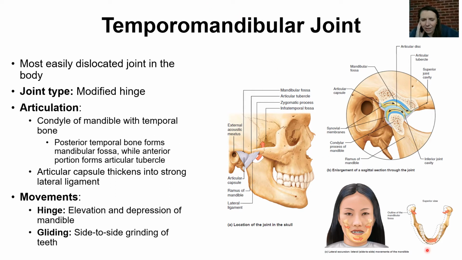And the other movement is the gliding movement. And it's the side-to-side grinding of the teeth that you can perform. Like you can move your jaw back and forth this way. And it's also called lateral excursion. And that's what you see down here in this C picture. In this picture of B, you're seeing the articular disc and the point at which the mandible is actually meeting up with the temporal bone.